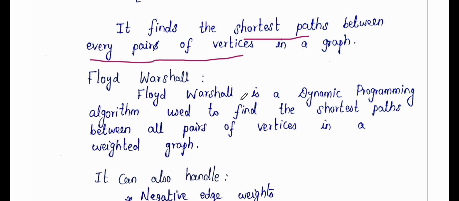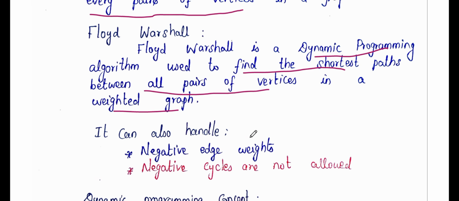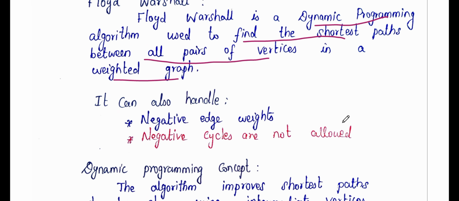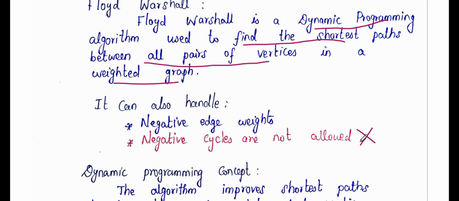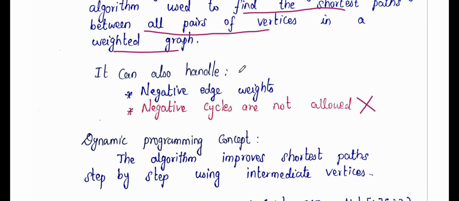This algorithm is called the Floyd Warshall algorithm. It also follows the dynamic programming concept and is used to find the shortest path between all pairs of vertices in a weighted graph. It can handle negative edge weights, but negative cycles are not allowed. Same as in Bellman-Ford, negative cycles are not allowed in Floyd Warshall. Both Bellman-Ford and Floyd Warshall handle negative edges.